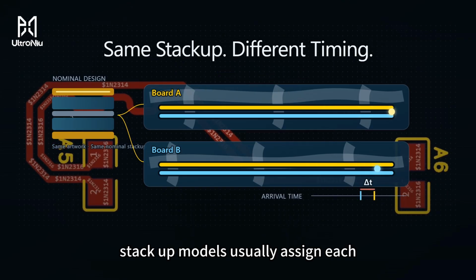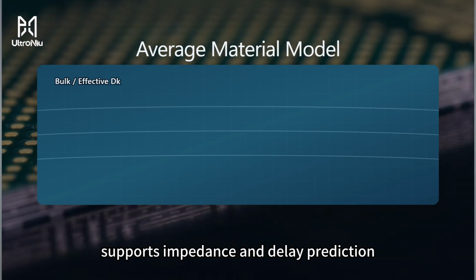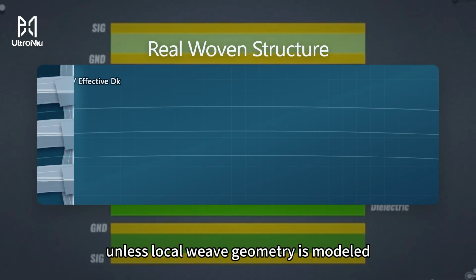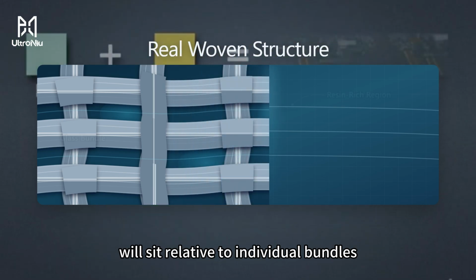Stackup models usually assign each dielectric layer a bulk or effective decay. That supports impedance and delay prediction, but it averages the construction. Unless local weave geometry is modeled, it cannot show where a production trace will sit relative to individual bundles.